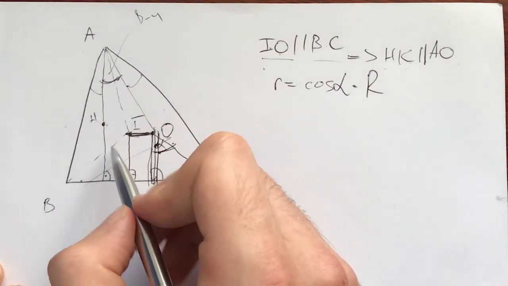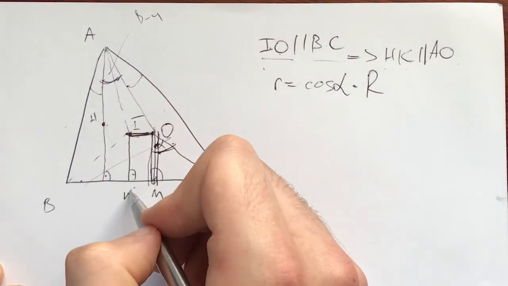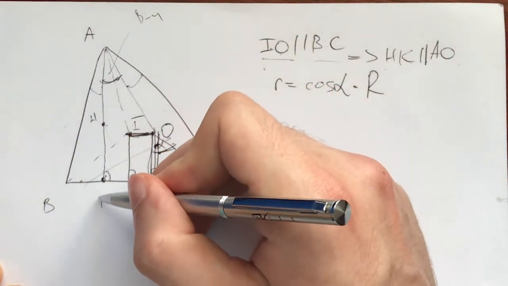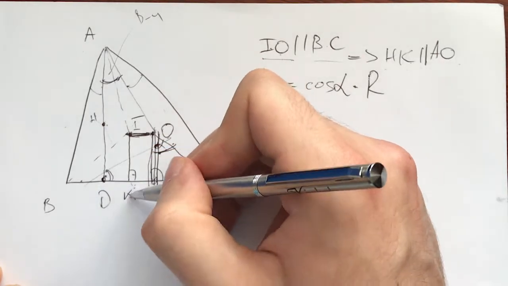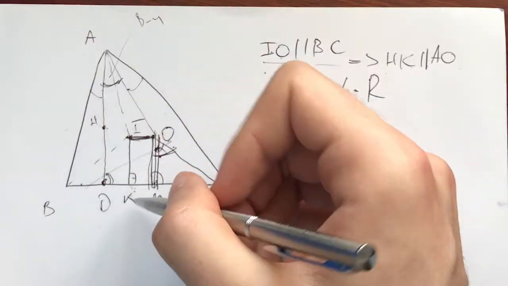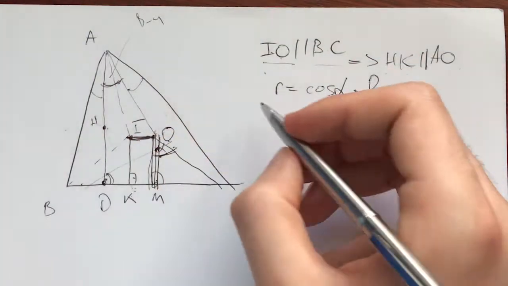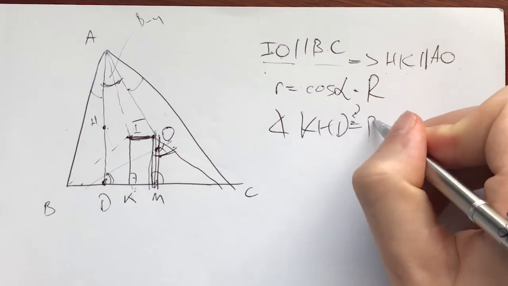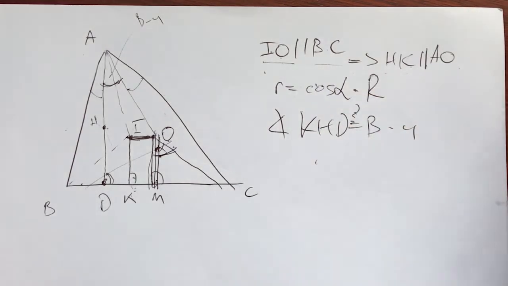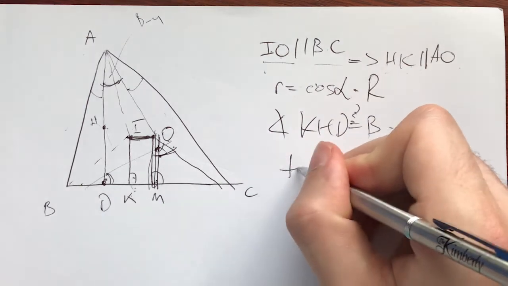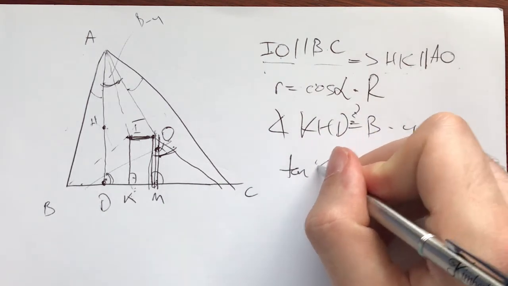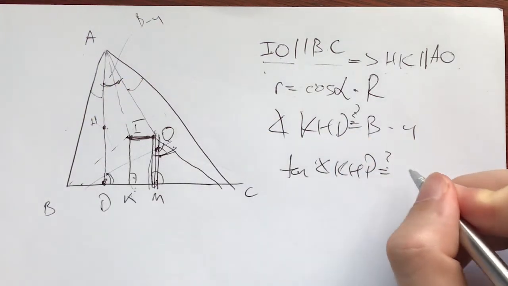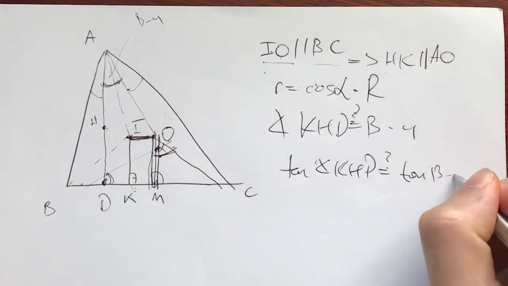And what you also have is that if HK was parallel to AO, that means that the angle KHD, and let's call this perpendicular D, would be beta minus gamma. Oh, actually I meant to say KHD. But anyway, we would need to prove that KHD is equal to beta minus gamma. And one way to prove this is that the tangent of the angle KHD, which would have somewhat nicely, we need to prove that this is equal to the tangent of beta minus gamma.